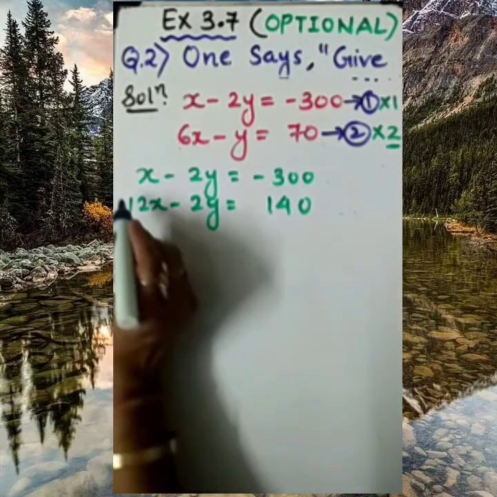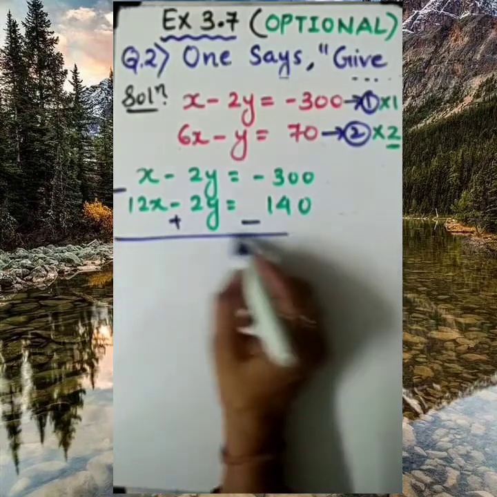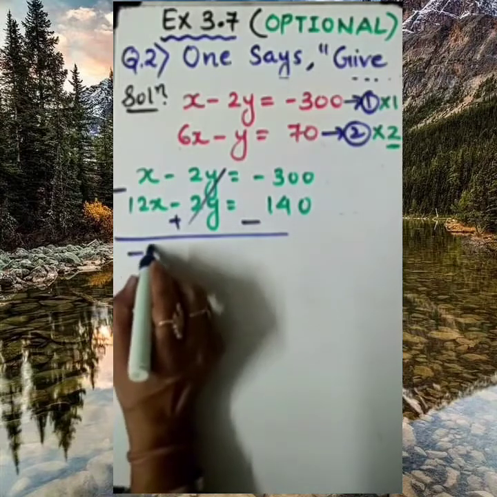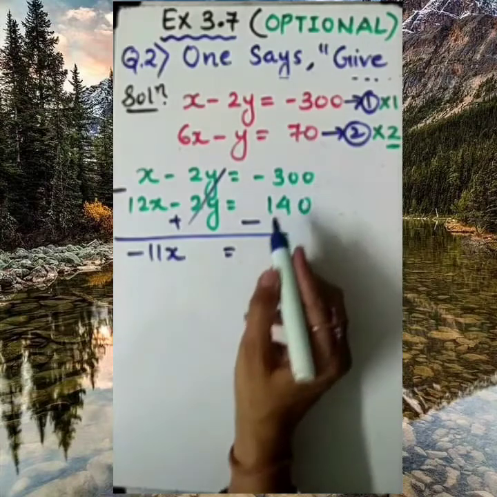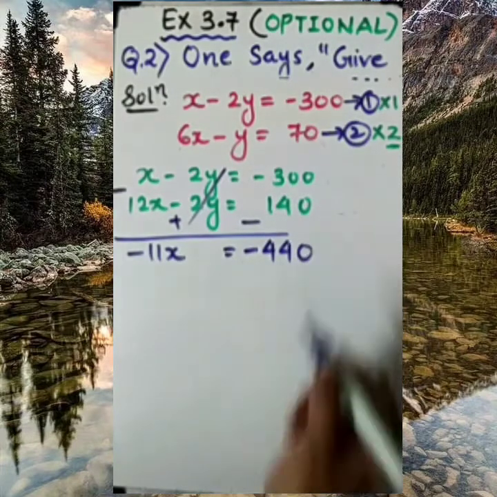But as we know, the sign of both of these terms is similar, and I want to eliminate this, so I need to change the sign. So I need to subtract. So this will be cancelled. Now x minus 12x is minus 11x, and minus 300 minus 140 is minus 440.